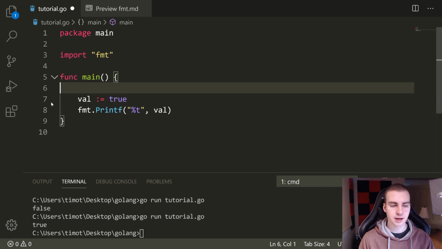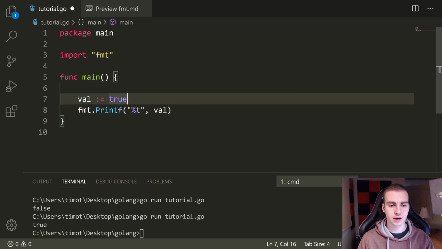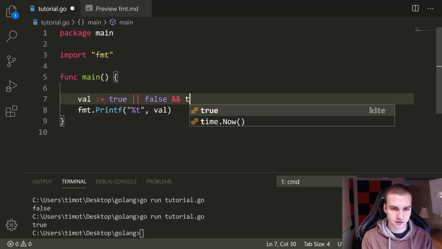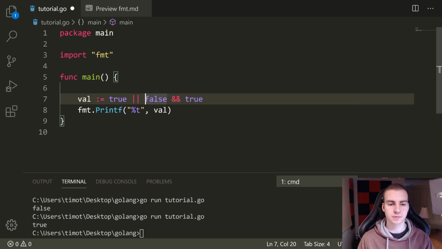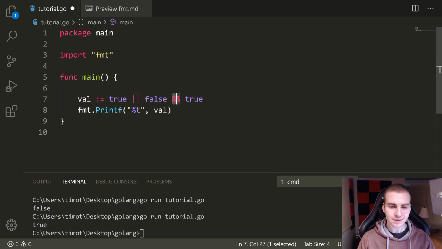Now I'm just going to do a few examples here and show you the output of these things, so you can guess and have some way to check whether you really do understand this. And then we'll be on to the next video. So true or false and true, right? What happens when I do something like this? Now this is the question. I'm actually going to look up the precedence of these. I believe what happens is that ands are evaluated first.